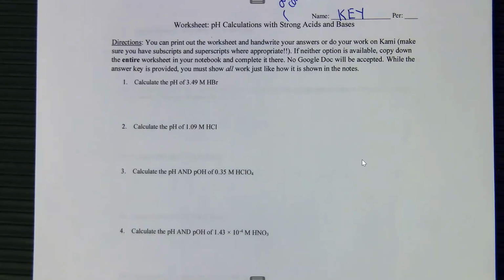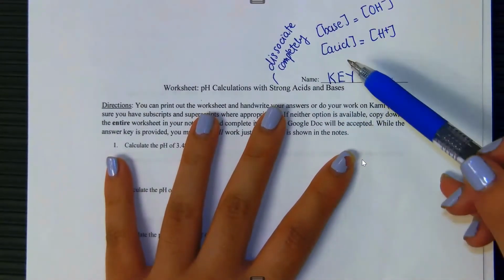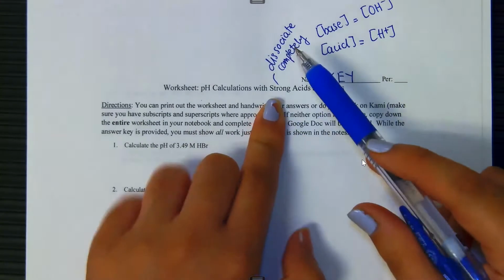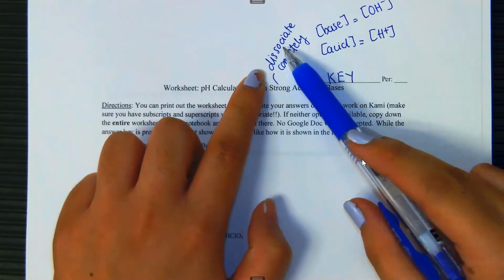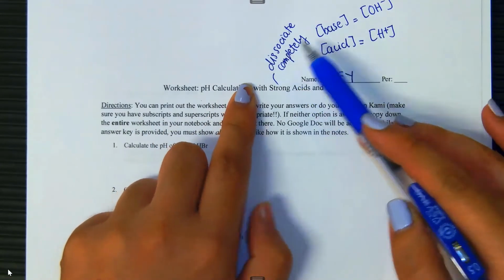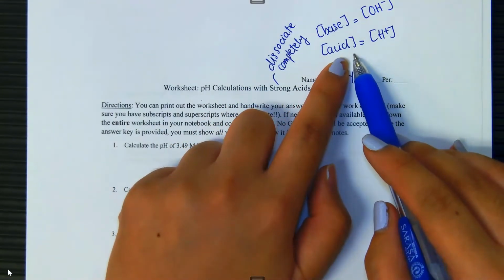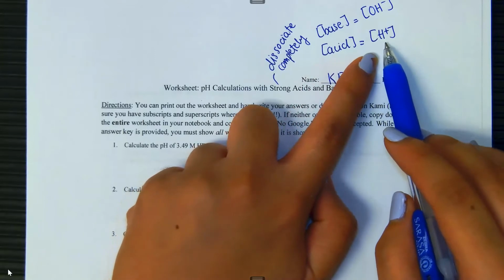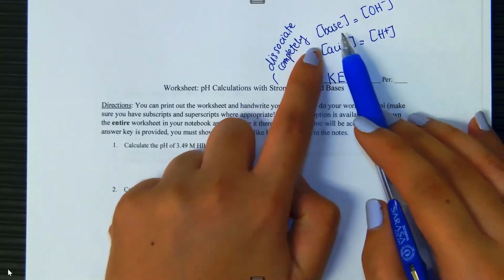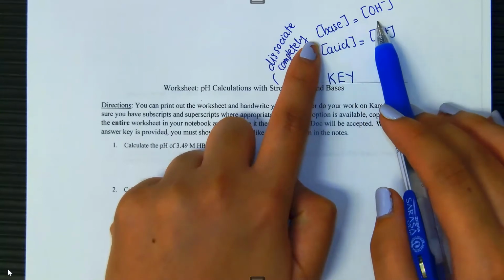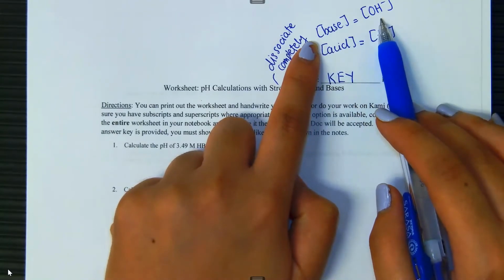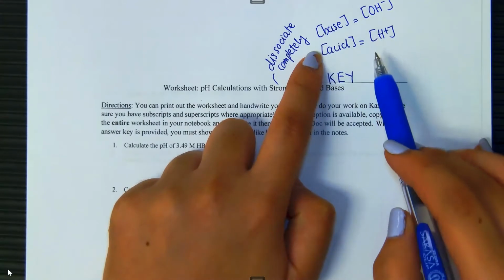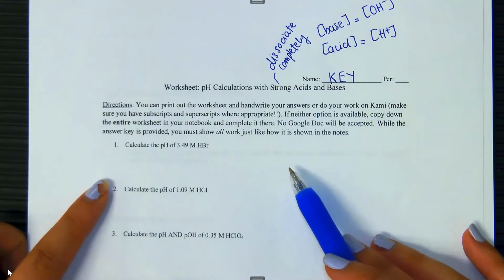Before we even get started, let's remind ourselves of what it means to be a strong acid and what it means to be a strong base. Strong acids and strong bases are considered strong because they dissociate completely in water, right? Due to this characteristic, we can do our calculation. The concentration of the acid equals the concentration of the H plus ion, and for the base, the concentration of the base is equal to the concentration of the hydroxide ion. Let's use these two relationships and do all our problems here.